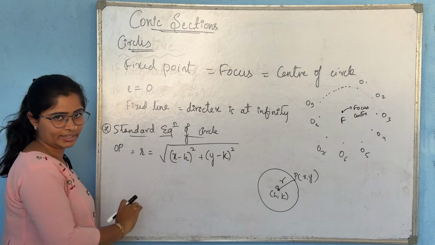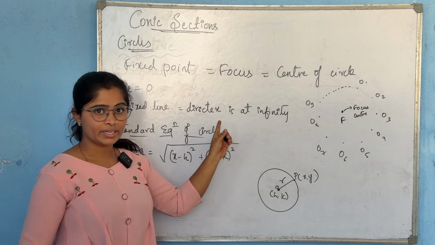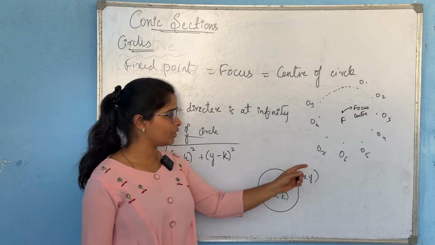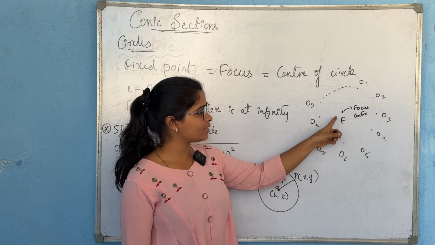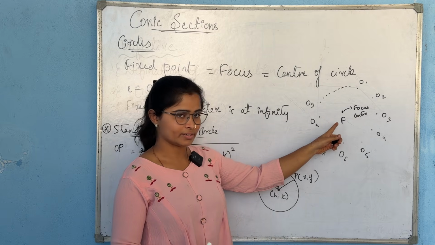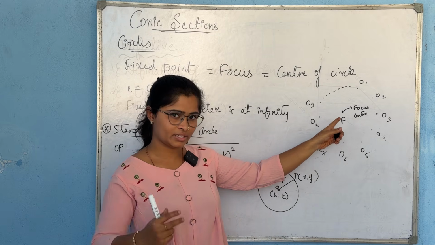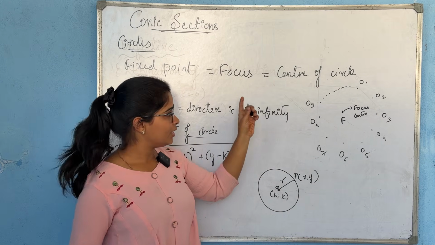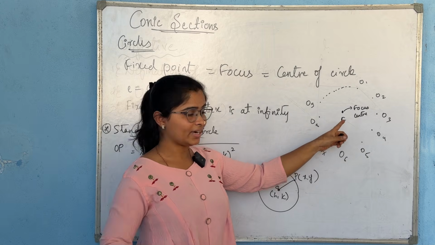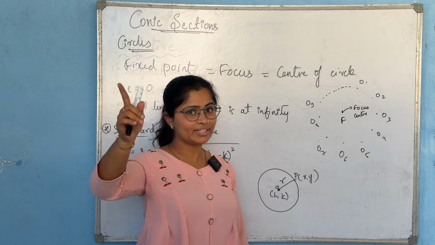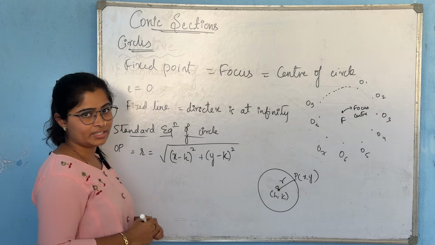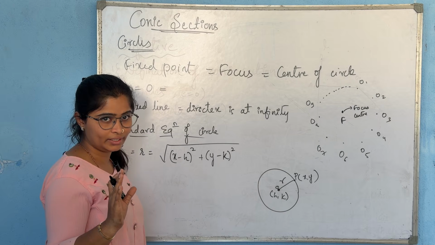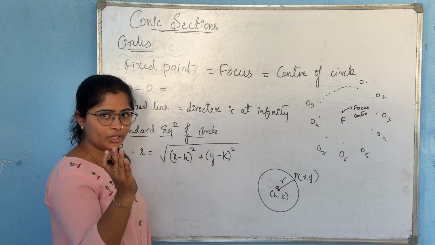Next, the fixed line that I said as directrix is at infinity, that is the main thing. The fixed line was called as directrix. So, now here in this diagram you can see that the focus is present, that is the center, clear. Now, we need to see where the directrix is placed. The main thing in circles is that the directrix is at infinity, that is why the eccentricity is 0. See here, what was eccentricity? It was the distance from a point to a fixed point and the distance between the point to a fixed line.